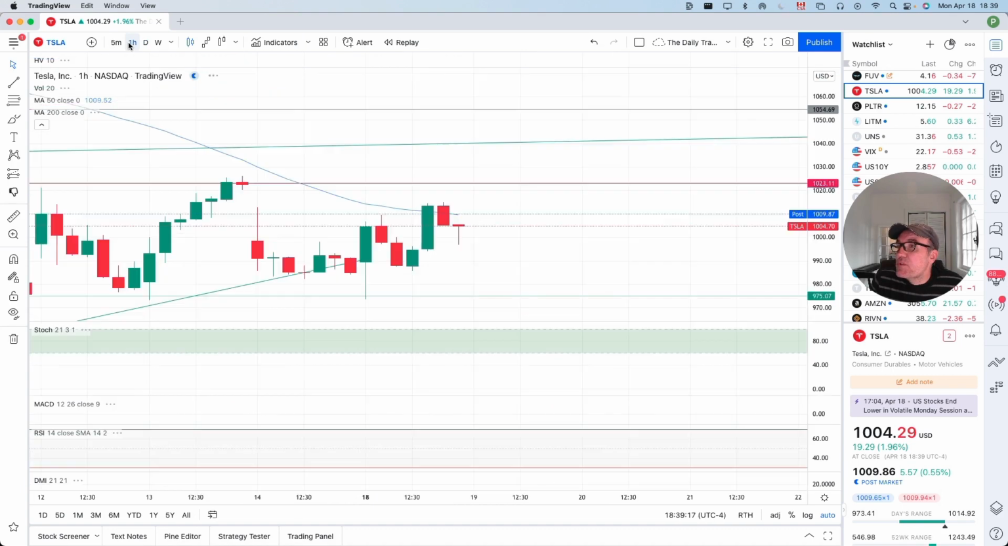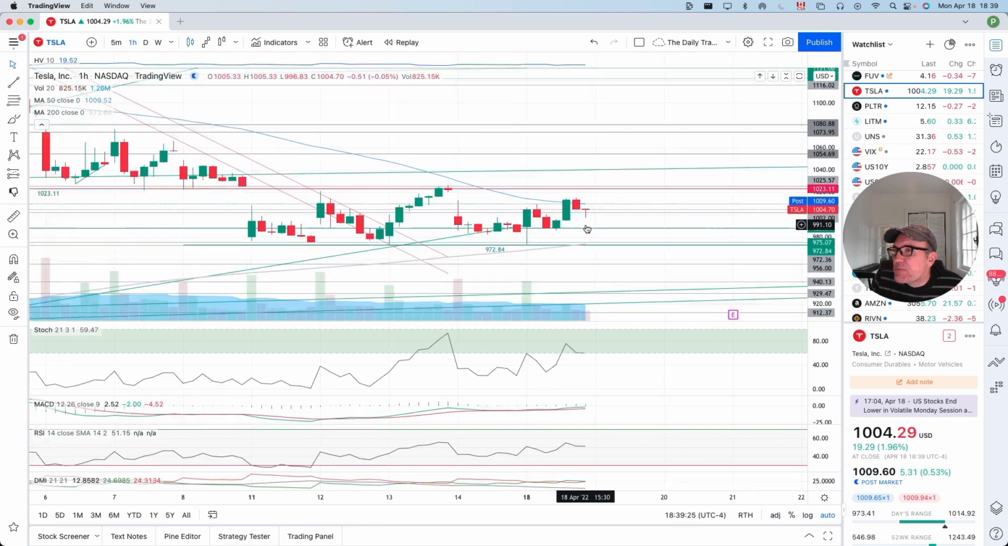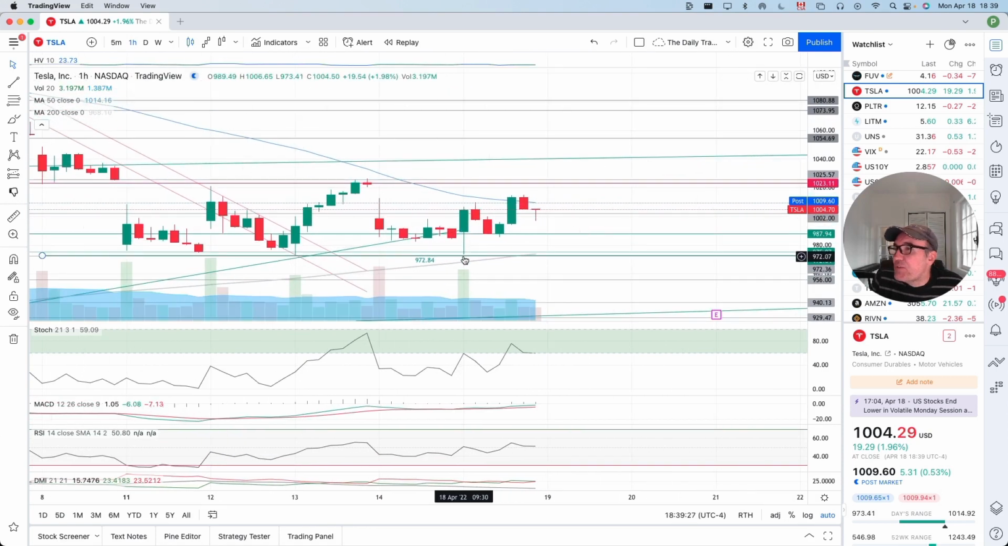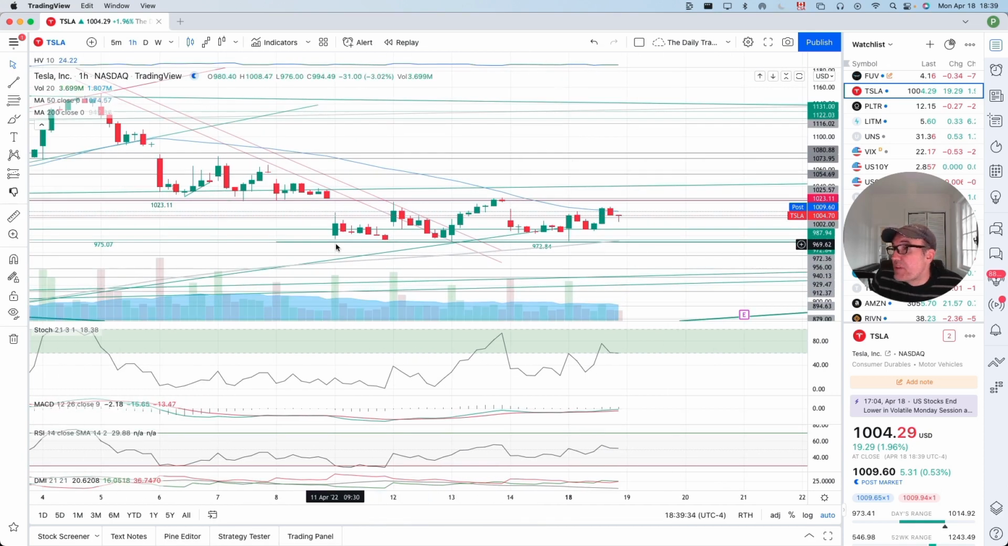Let's go see the 1 hour chart. So on the 1 hour chart, this is the first hour of the day. We came back down. Look at this. We came as low as 972.84. I cannot make this up. This is the support that we were looking at, and we came right to that support and came back up.